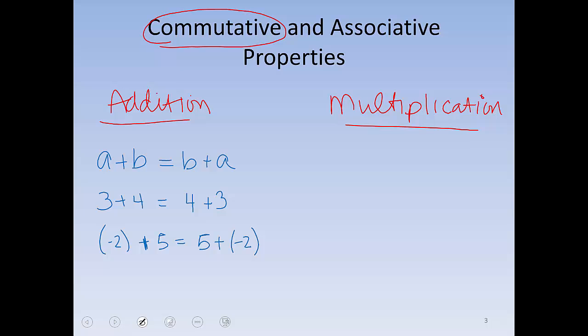So what about the commutative property of multiplication? Of course it works. Let's take a look. 3 times 4 is the same as 4 times 3. Now, it does work with negative numbers. Does it work with fractions? Yes, of course it does. Let's take a look at that. So I can have 2 times 1/3, and that will be the same as 1/3 times 2. So this is our commutative property of addition and the commutative property of multiplication.